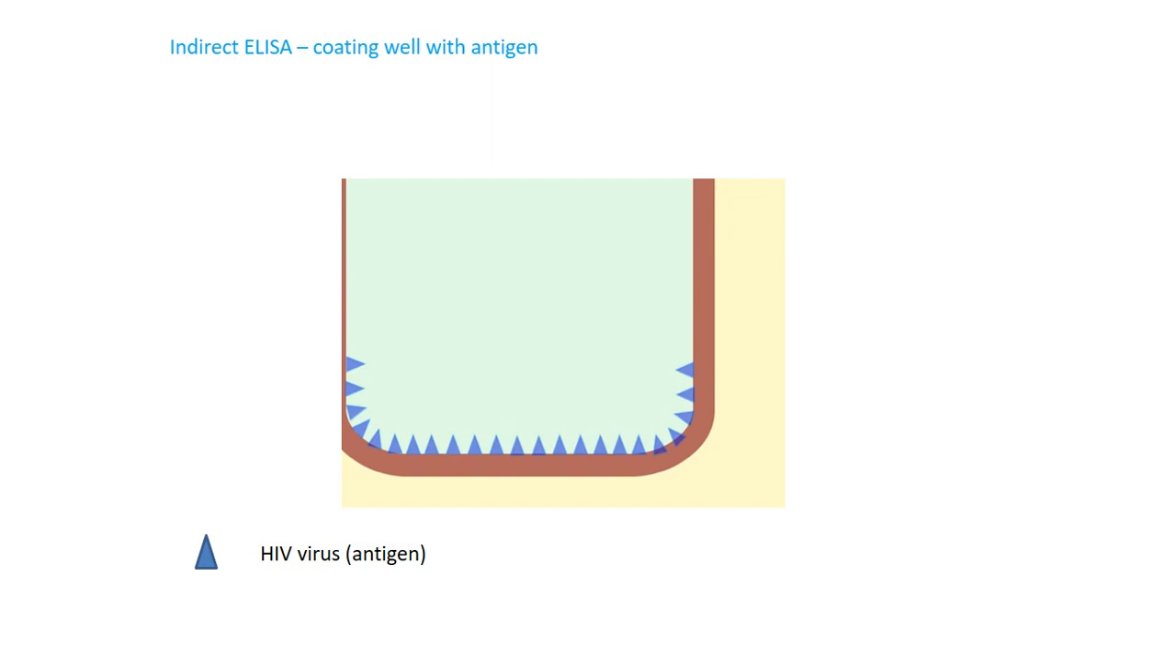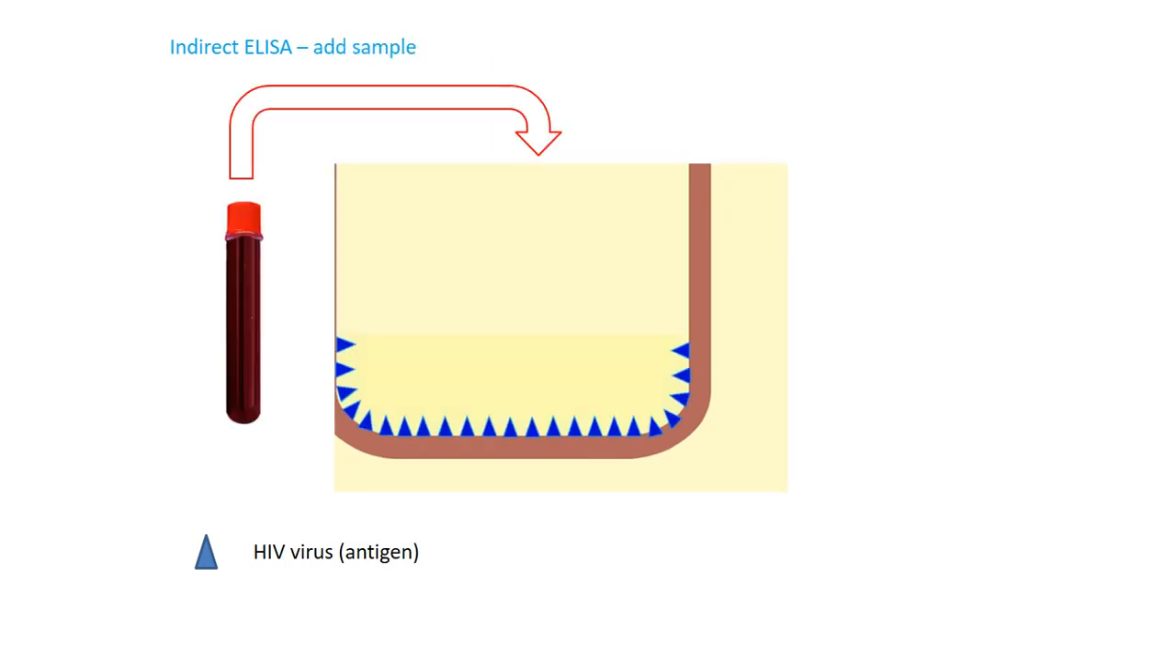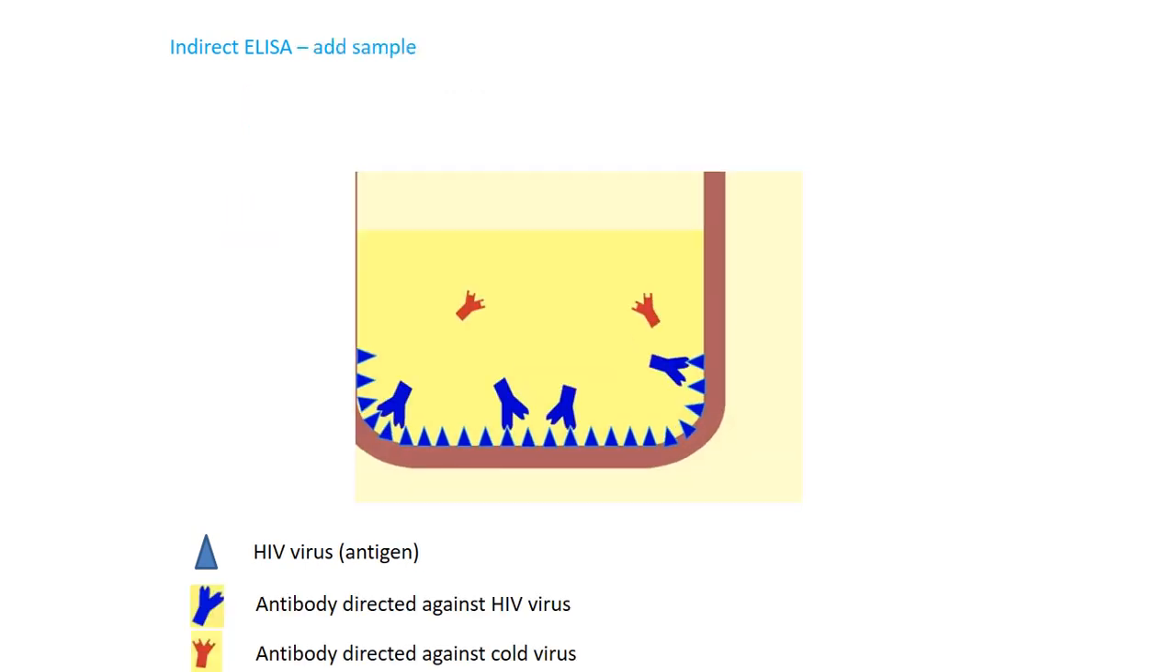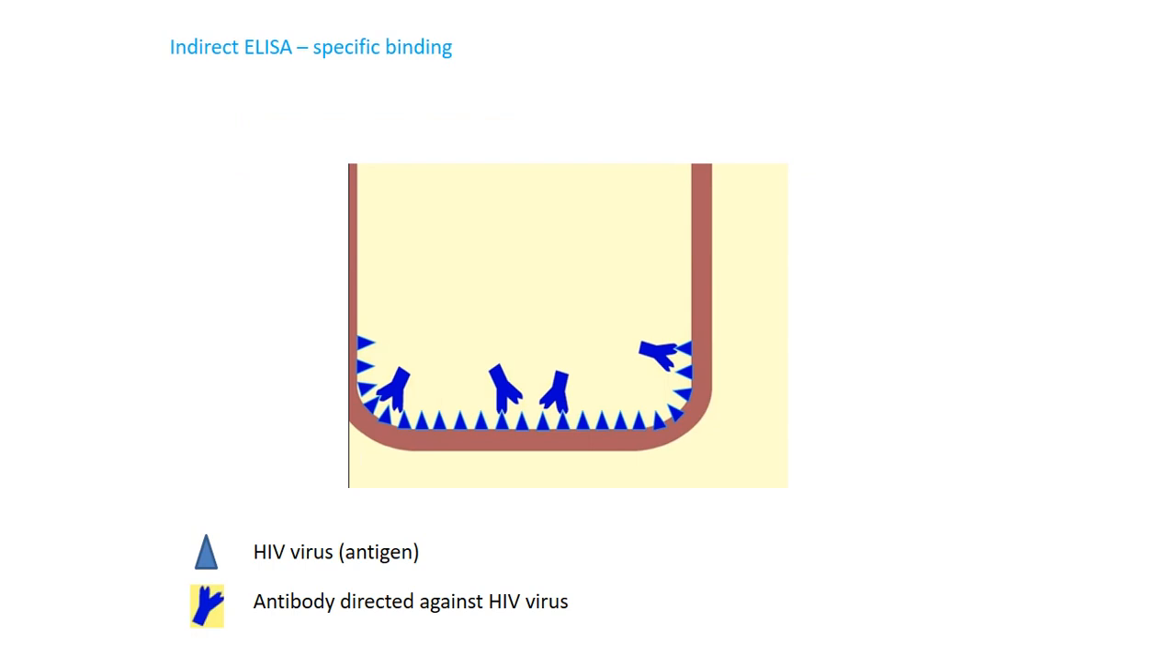And generally speaking, what will happen is you then add your blood sample. Okay, and if it contains antibody directed against HIV, when you add it, the antibody will attach to the HIV, and the other antibody that's not directed against HIV will be washed off. So now we have HIV antibody immobilized in the plate because it's attached to the antigen. But at this stage we have no idea of how much antibody is present.